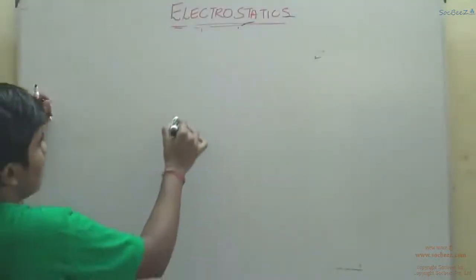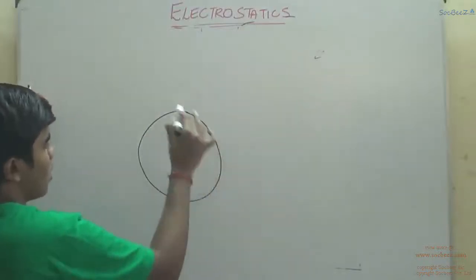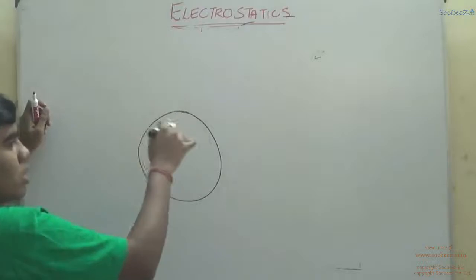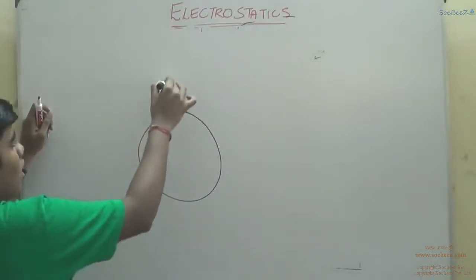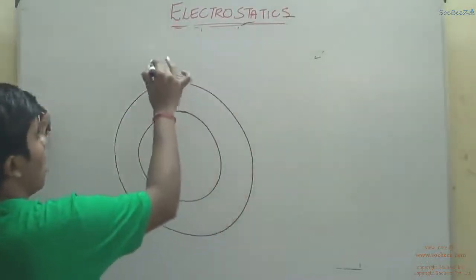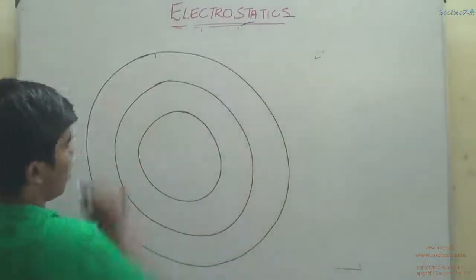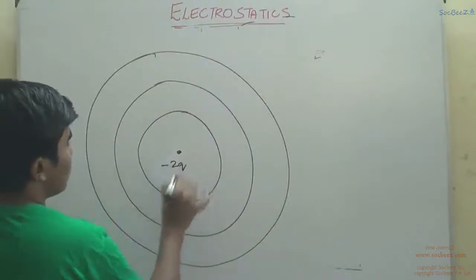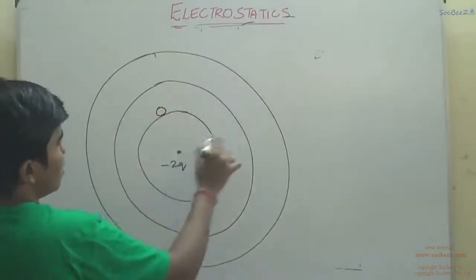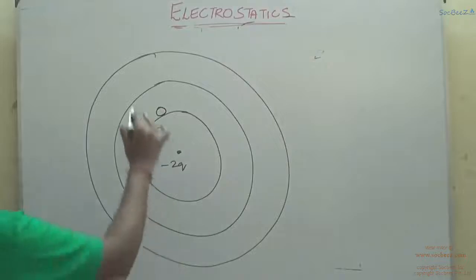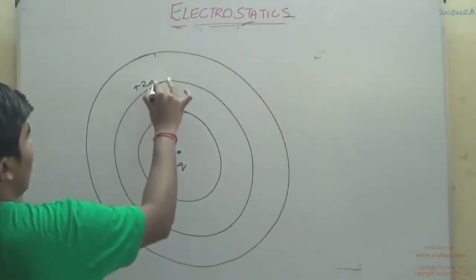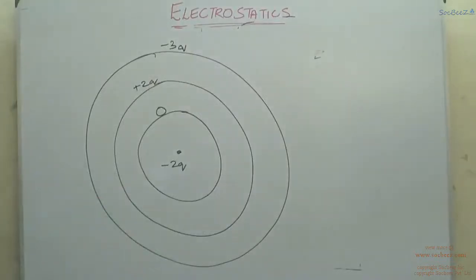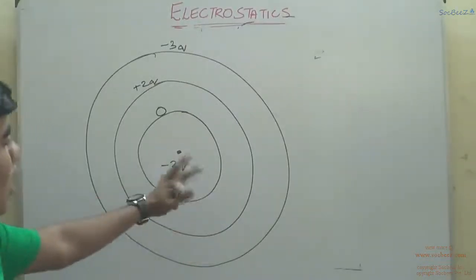The question says that there are concentric spherical conductors. This is a spherical concentric hollow conductor. Having charges in such a way that the inside is minus 2Q, this is neutral having 0 charge, and then this has positive 2Q and this has minus 3Q. So now we are asked to find out the charges at all the surfaces.